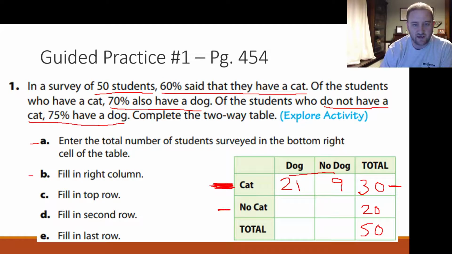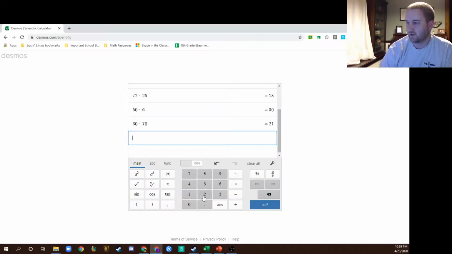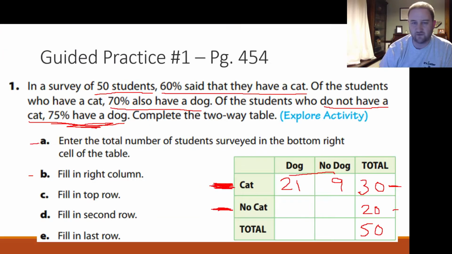Now we're looking at no cat. The students that don't have a cat, it says 75% have a dog. So we want 75% of 20. So we're going to take 20 times 0.75 and we get 15. Of the people with no cat, 15 have a dog.